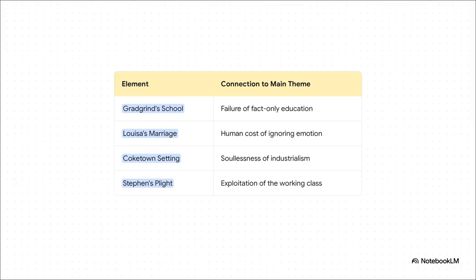Just look at how it all connects. Gradgrind's school shows the failure of a fact-only education. Louisa's unhappy marriage, that's the human cost of ignoring emotion. The setting of Coketown itself shows the soullessness of industrialism. And Stephen's plight is all about the exploitation of the working class. Every piece serves the main argument.